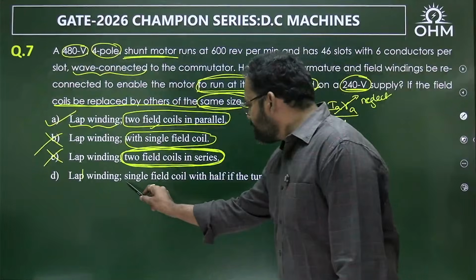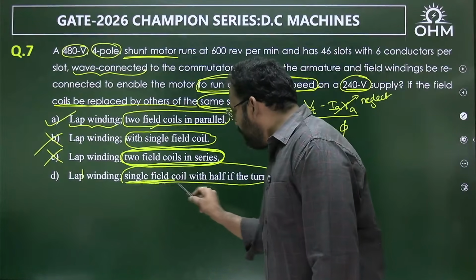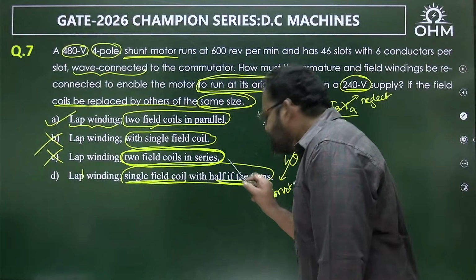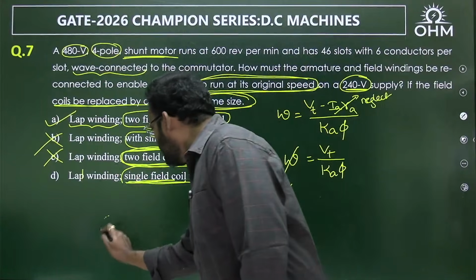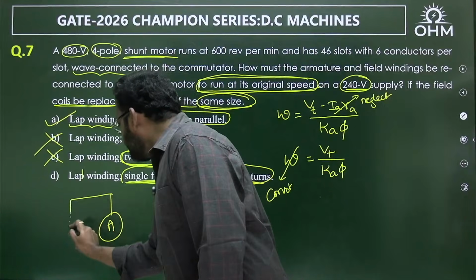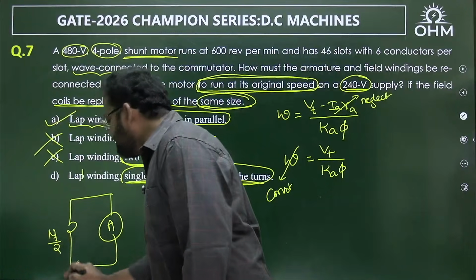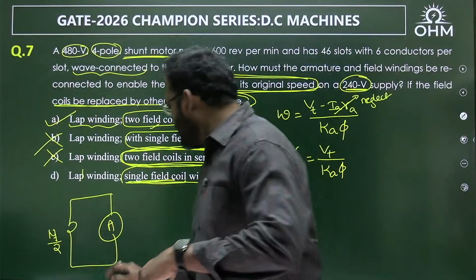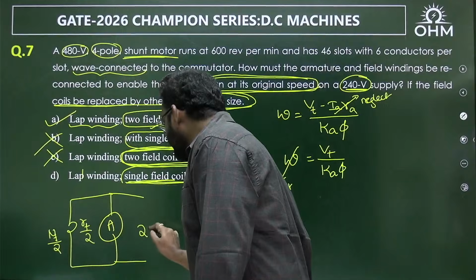Can you answer the fourth option? In the fourth option, how many coils are used? One coil, but only half of the turns are used. Not full turns, only half of the turns. That means the number of turns becomes half. When the number of turns becomes half, resistance also becomes half. Please understand that. The voltage is now 240.